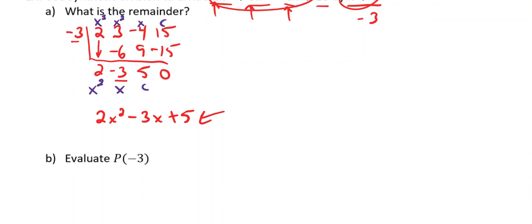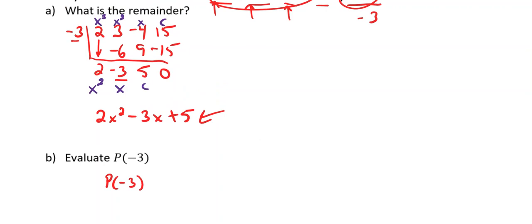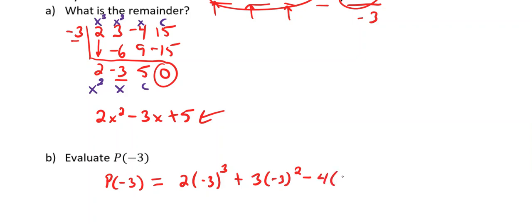Okay, so evaluate p of negative 3. Anybody want to take a guess at what we should get for an answer? Yeah, 0. We found that the remainder was 0 there. So if negative 3 is a potential 0, then I'm expecting this to come out to 0. But we could put it in. So we go 2 times negative 3 to the power of 3 plus 3 times negative 3 squared minus 4 times negative 3 plus 15. And that, in fact, does come out to 0.